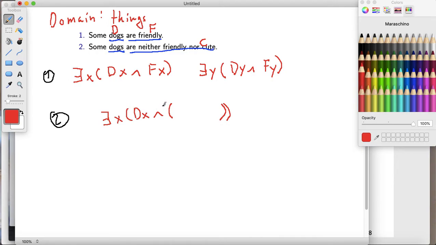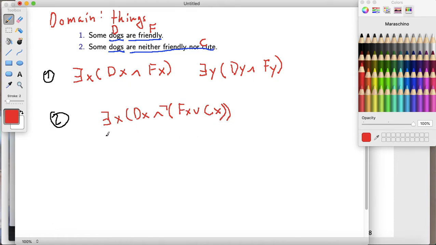So if you remember how to symbolize neither-nor type things, it's a negation of a disjunction. So not (x is friendly or x is cute). So what it's saying as a whole is that there exists some object x in our domain of things such that x is a dog, and it's not true that x is either friendly or cute.